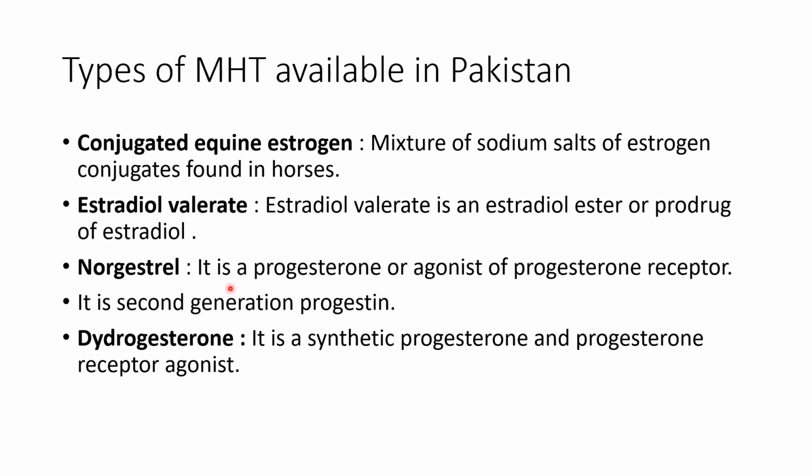Norgestrel is a progestogen, an agonist of the progesterone receptor, and it is a second generation progestogen. Both of these generations are found in many HRT drugs. Another one is dydrogesterone, that is available most commonly by the brand name of Duphaston. It is a synthetic progesterone and progesterone receptor agonist.